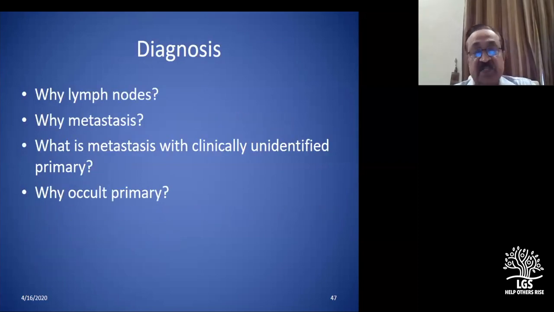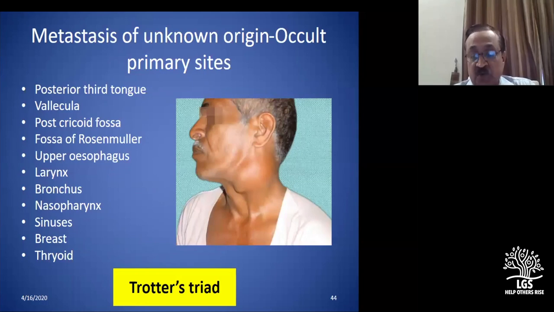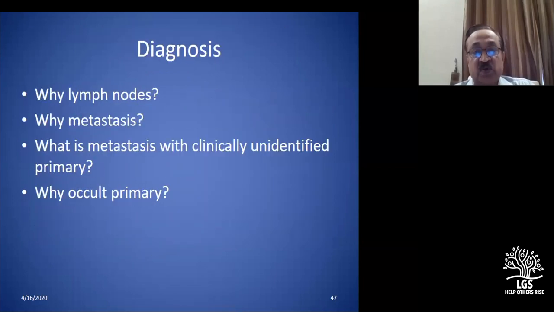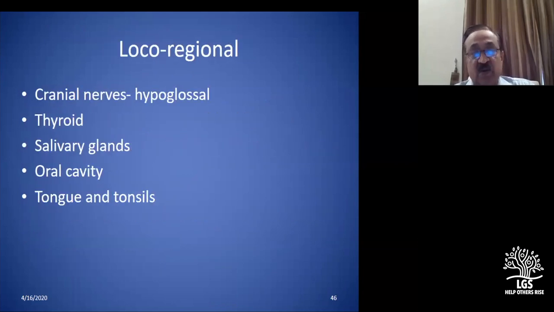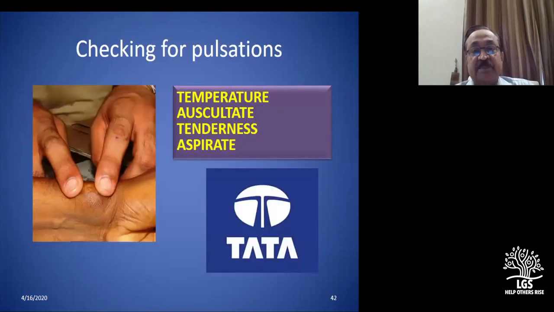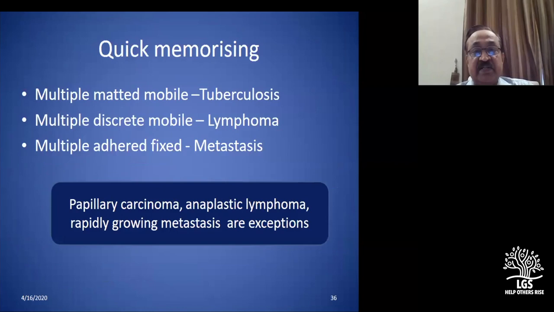So common questions: the case is about the swelling. You should know how to describe the swelling. You should know the occult primary sites. You should know the investigation, palpation findings. You should know the investigations which have been mentioned here. And we have to check about this bilateral tonsillectomy, and loco-regional examination you should do, and they can present with different swellings, as I mentioned somewhere here.